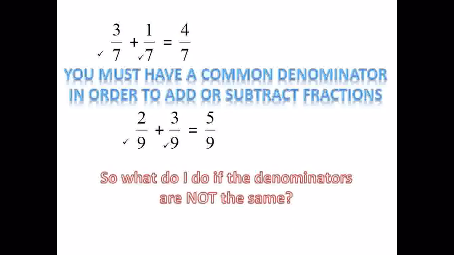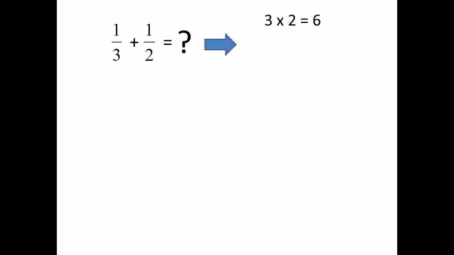What do I do if denominators are not the same? Let's take this problem. 1 over 3 plus 1 over 2. What do I do with that? First of all, I know that 3 times 2 is 6. I also know that 2 times 3 is 6.